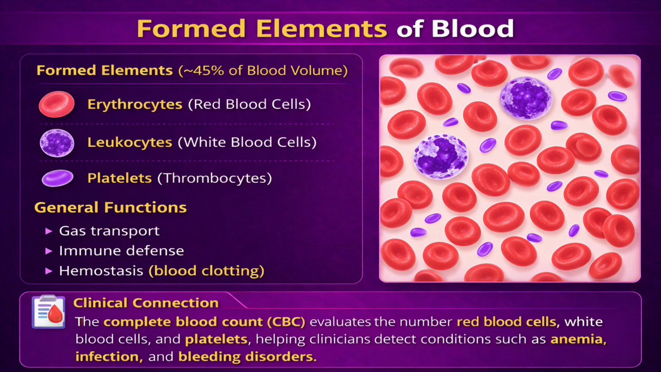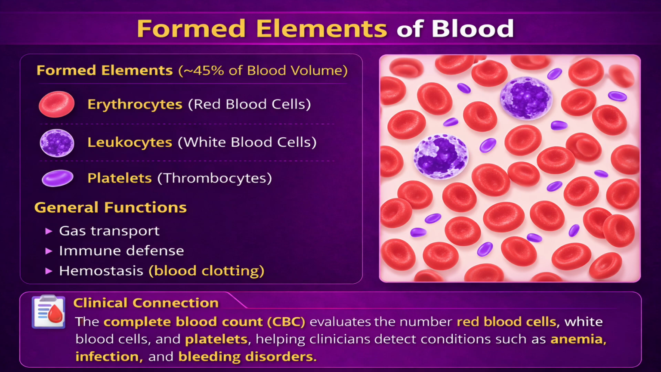These cells specialize in the transport of oxygen and carbon dioxide between the lungs and body tissues. The second group consists of leukocytes, or white blood cells. Leukocytes play an essential role in immune defense, protecting the body from pathogens such as bacteria, viruses, and other foreign substances. The third group includes platelets, also called thrombocytes. Platelets are small cellular fragments that are responsible for initiating blood clot formation, which helps prevent excessive bleeding following injury to blood vessels.